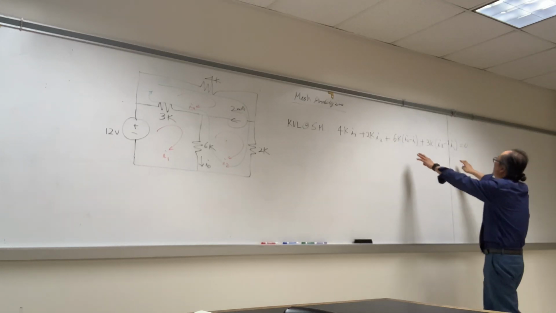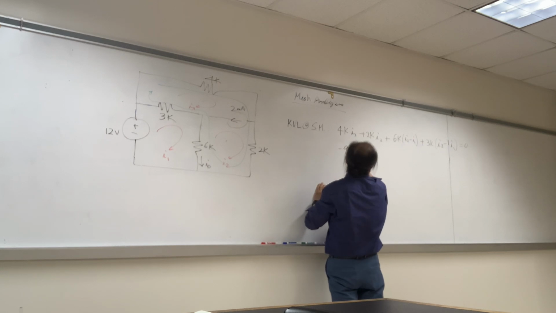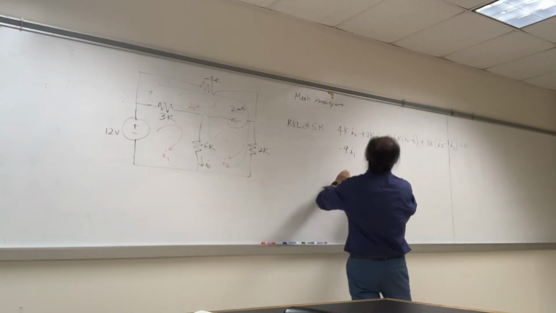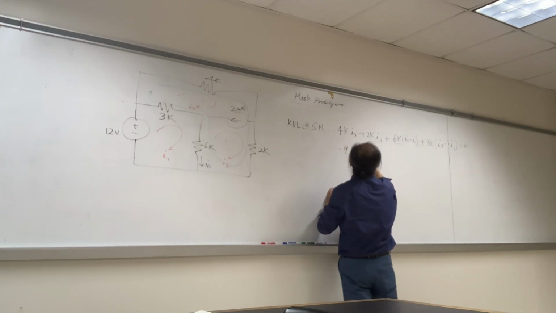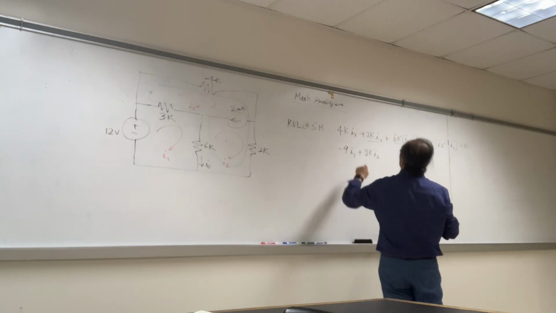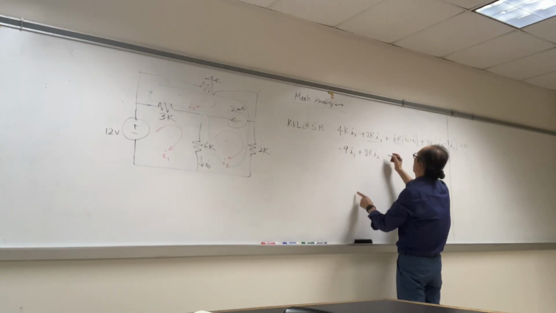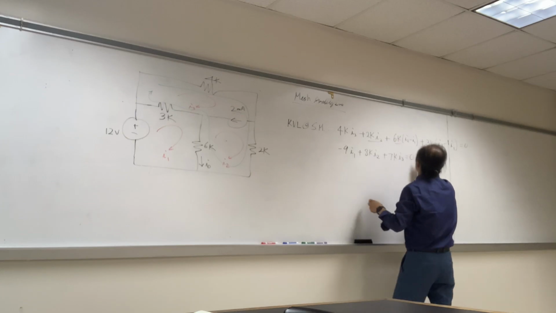So let's collect the I sub 1. Negative 9 I sub 1. I sub 2, we have 2K, 6K plus 8K I sub 2. And then I sub 3, 3K and 4K plus 7K I sub 3 equals to 0.